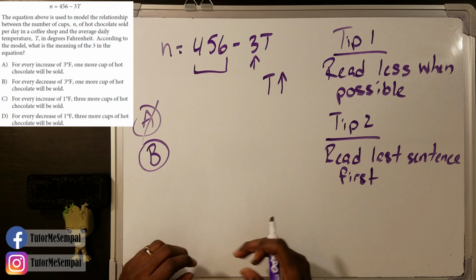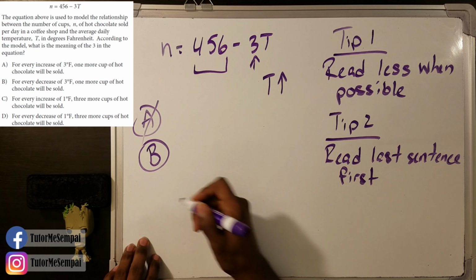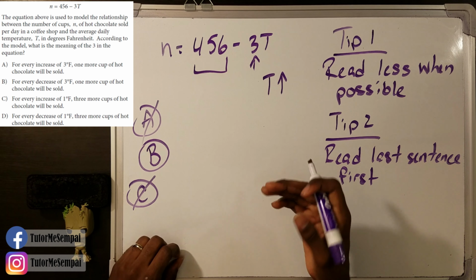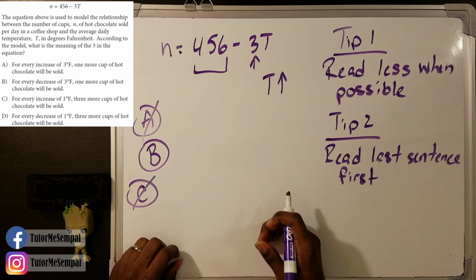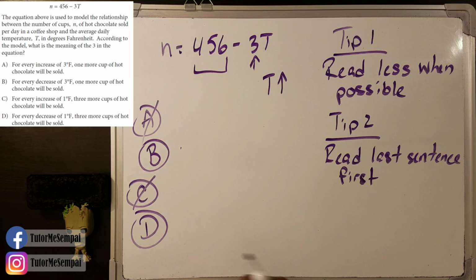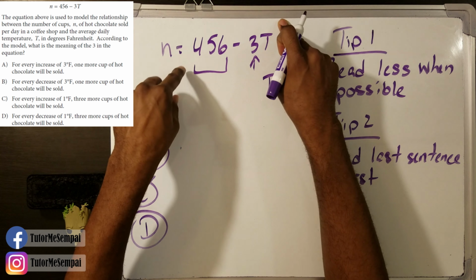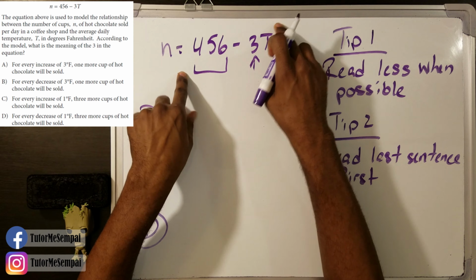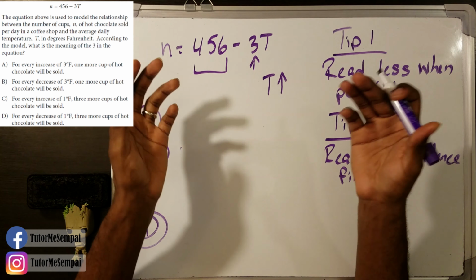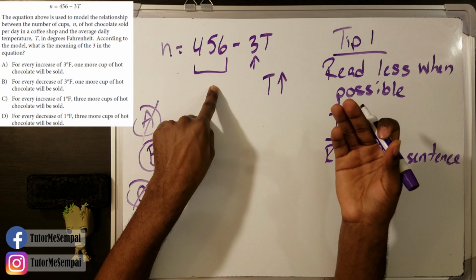How about C? For every increase of 1, 3 more get sold. That's once again an increase, right? Increase, increase. So C looks like it's going to be out. How about D? For every decrease of 1, 3 more cups get sold. So we have decrease, increase again. So it looks like B and D are our potential answers, right? Once again, that's because as t increases, we're going to be subtracting more from this. So our overall number, if n is supposed to be our total number, is going to get smaller. However, as t decreases, as t gets smaller, we're going to subtract less by 3.